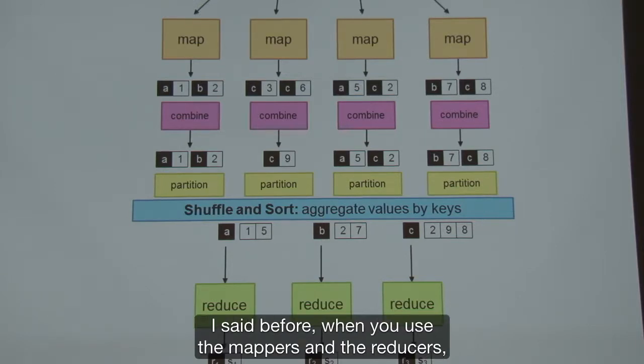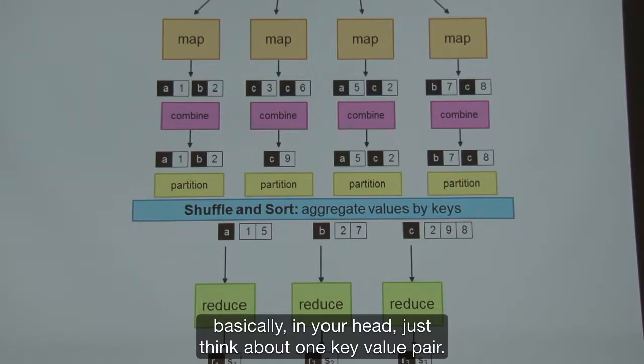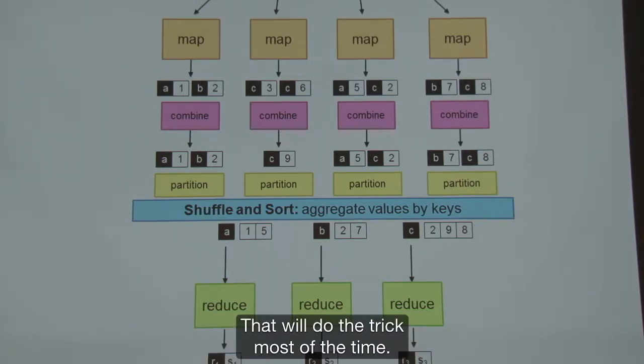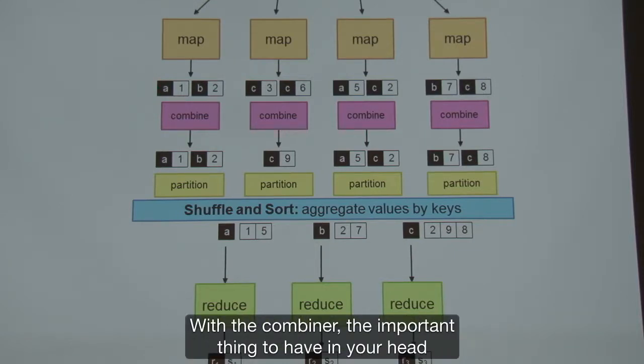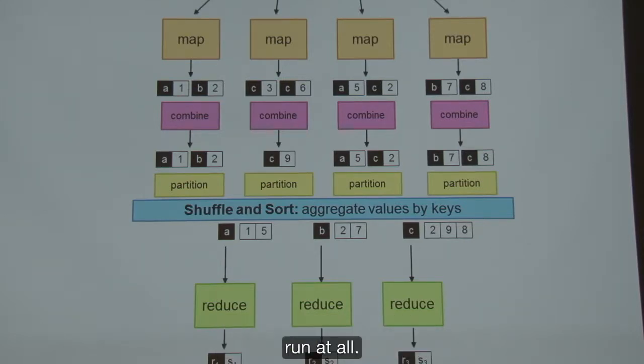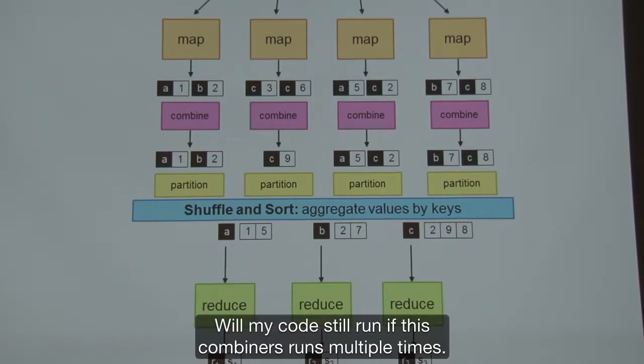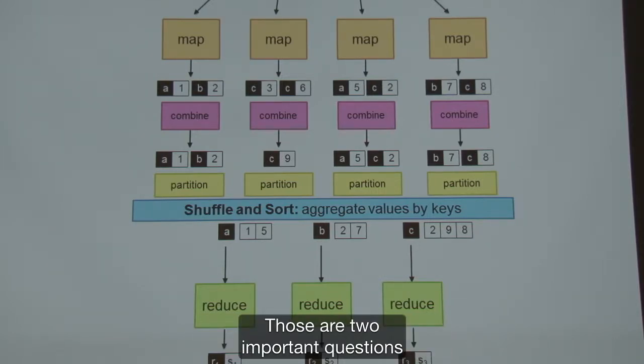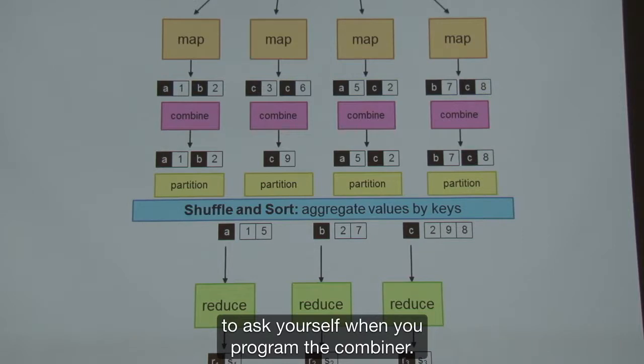I said before, when you use the mappers and the reducers, basically in your head, just think about one key value pair. That will do the trick most of the time. With the combiner, the important thing to have in your head is, does my code still run if this combiner does not run at all? Will my code still run if this combiner runs multiple times? Those are two important questions to ask yourself when you program a combiner.